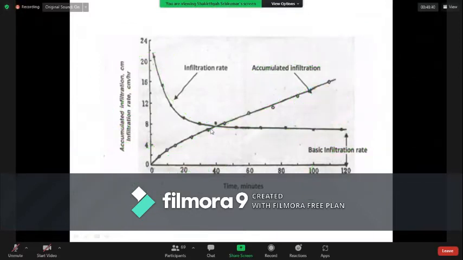So you should be very careful. This curve is for accumulated infiltration with respect to time, and this one is for infiltration rate.